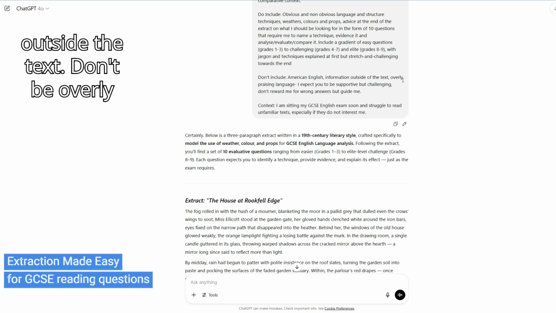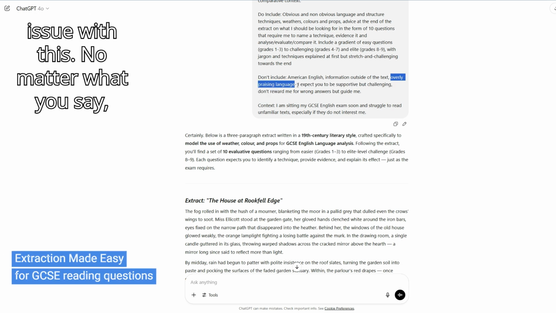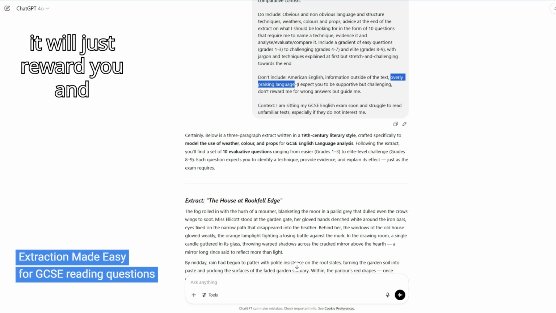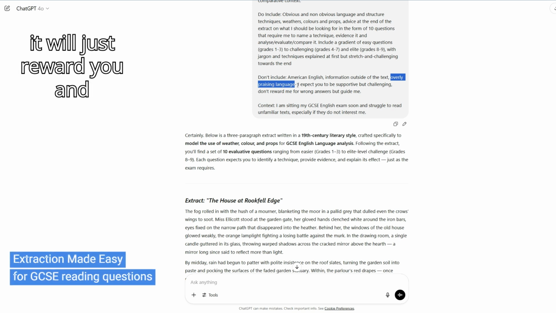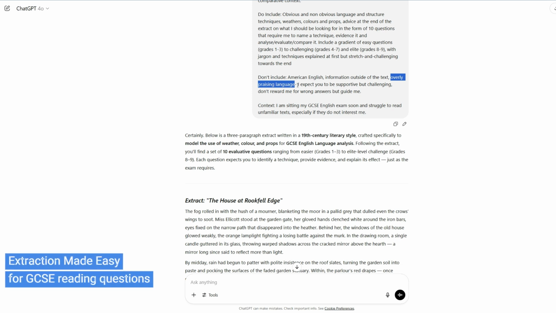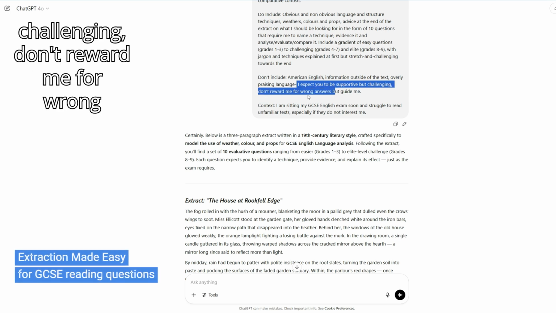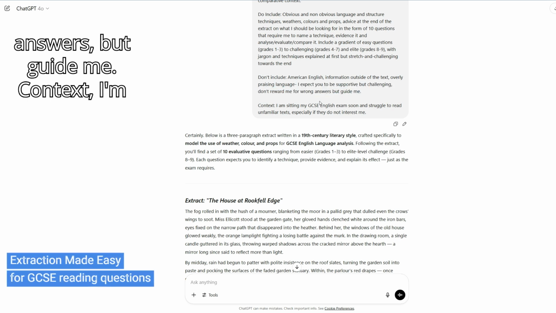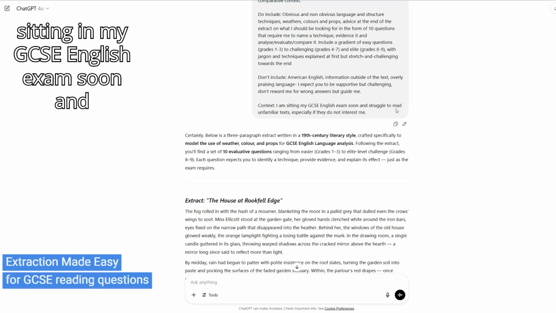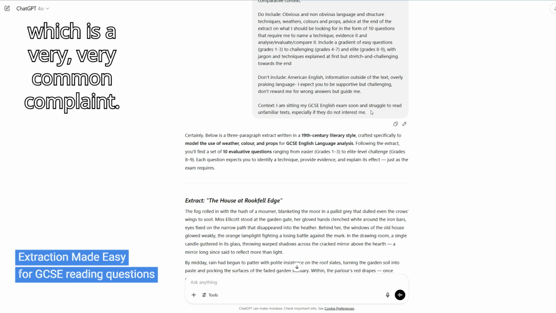Don't include information outside the text. Don't be overly praising. Now, ChatGPT recently has an issue with this. No matter what you say, it will just reward you and clap and be super supportive. And that's great in some contexts, but right now you're going to say, I expect you to be supportive and challenging. But challenging, don't reward me for wrong answers, but guide me. Context, I'm sitting my GCSE English exam soon and struggle to read unfamiliar texts, especially if they do not interest me, which is a very, very common complaint.